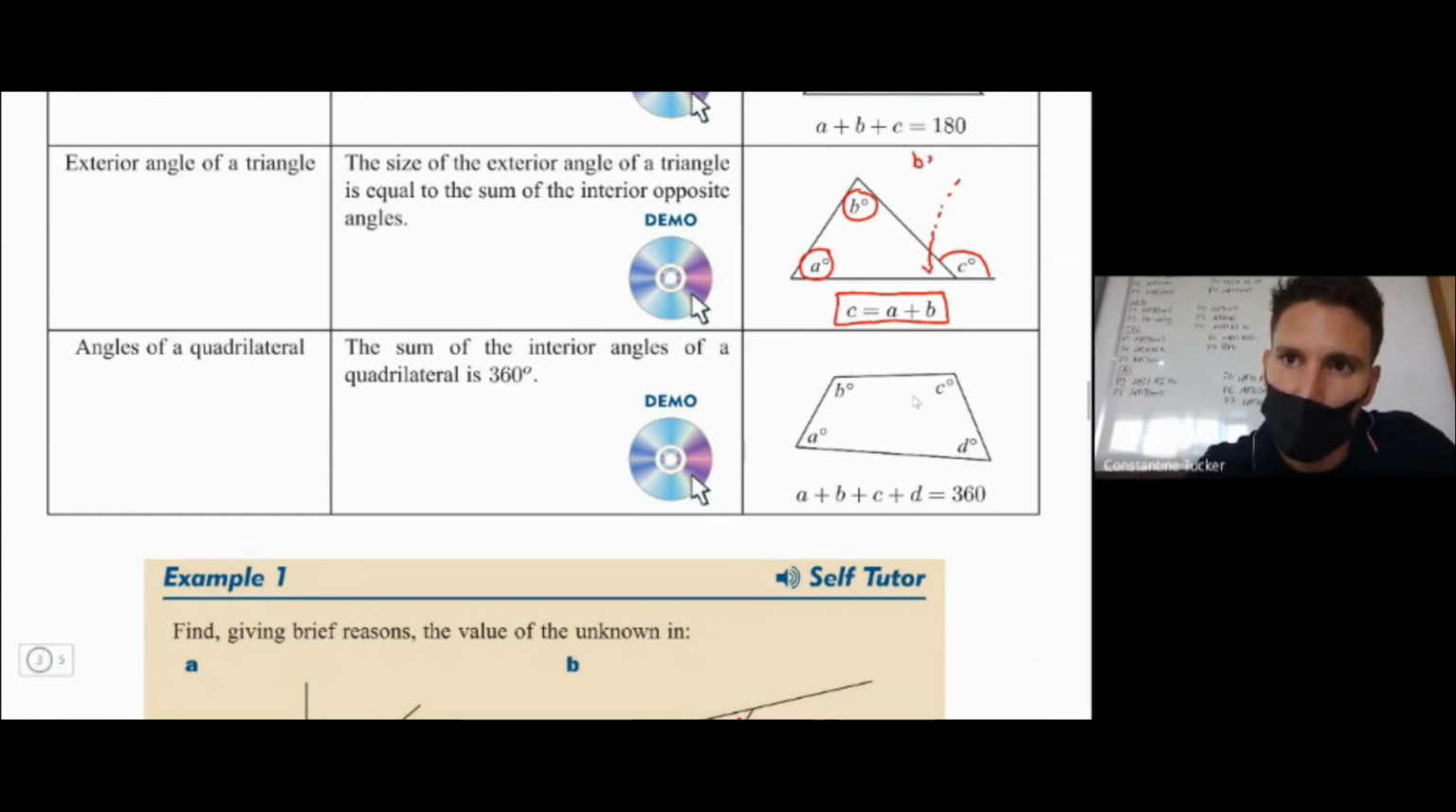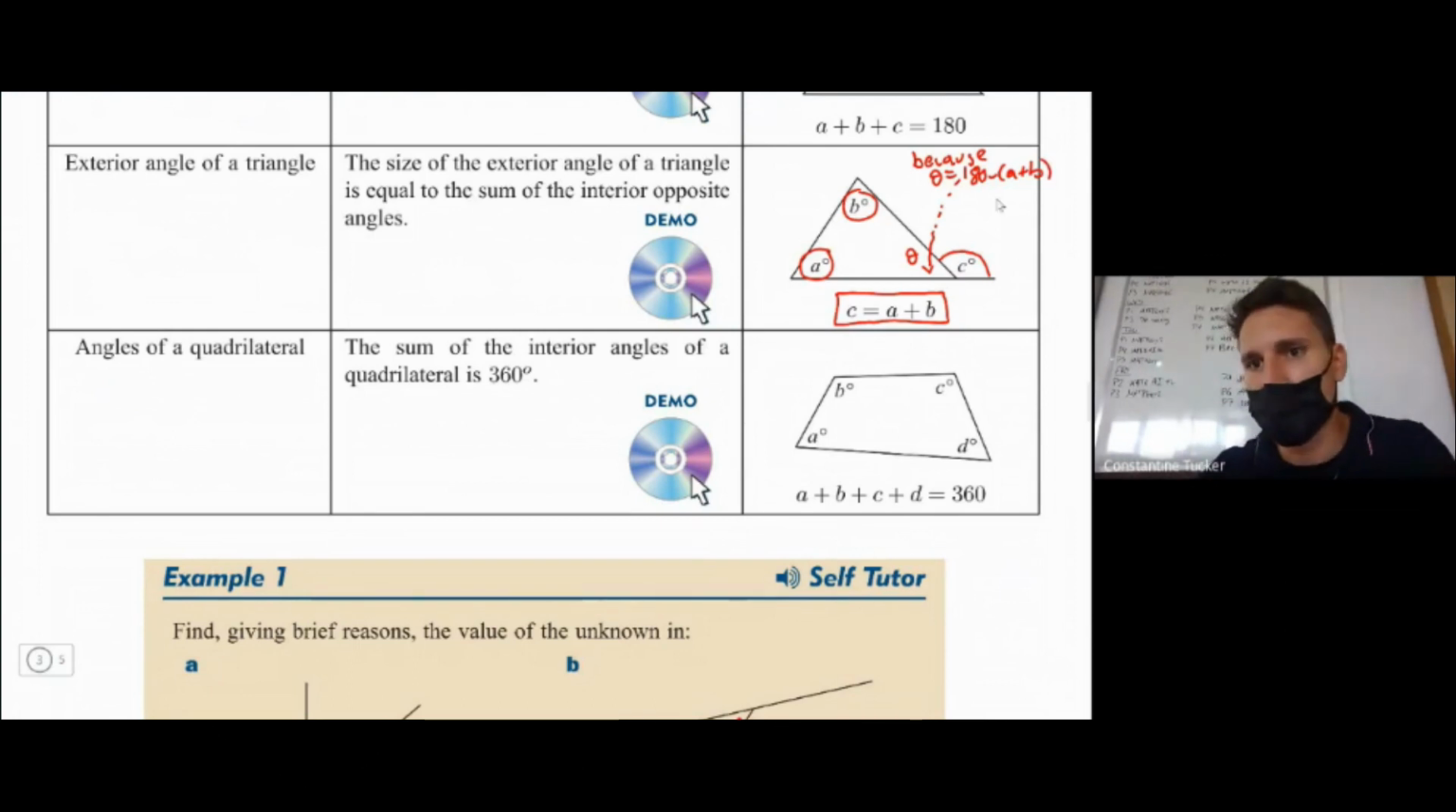So, okay, I'll put a because here. Because this is equal to, if we call this theta, 180 minus the other 2 angles. So then if you do 180 minus this to find the other one, you get A plus B. But I don't want to get into it. I don't want to confuse you. So let's put that there.